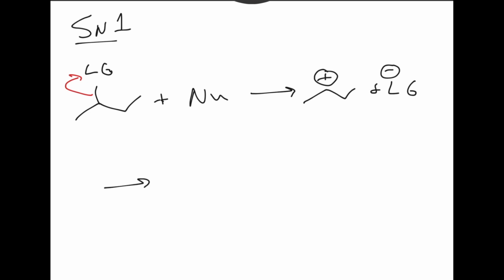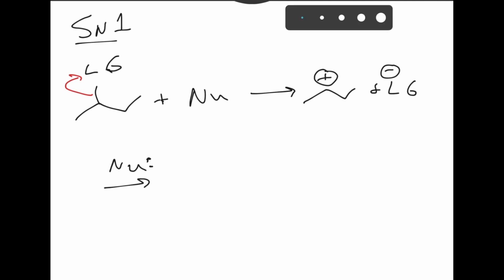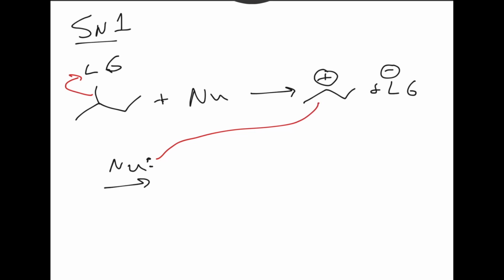So now your nucleophile, which normally just has a lone pair, doesn't need to have a charge as much as it just needs to have a lone pair. It can add to that carbocation and make the product.